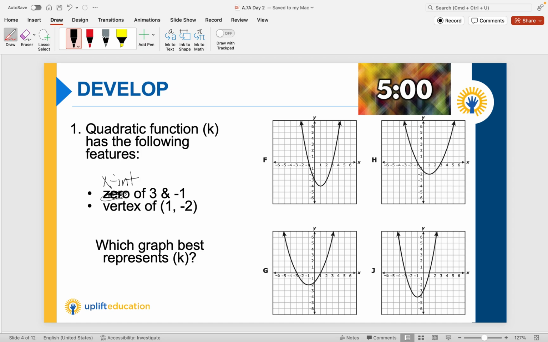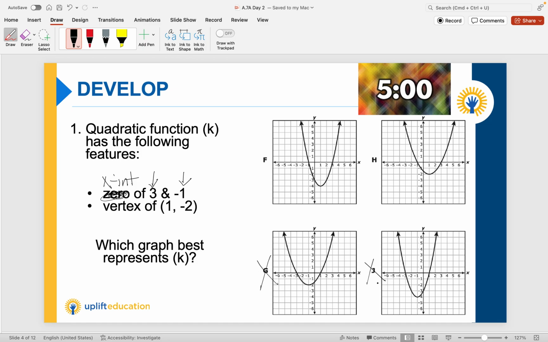We like x-intercept better because it's easier to understand. At the x-intercept, we're looking for it to cross, and that should have been an arrow. Sorry about that. We're looking for it to cross at 3 and -1. So let's look. I got -1 and 3. That one looks good. -1 and 3, that looks good. -3? Nope. So we know it's not G. -3? Nope. We know it's not J.